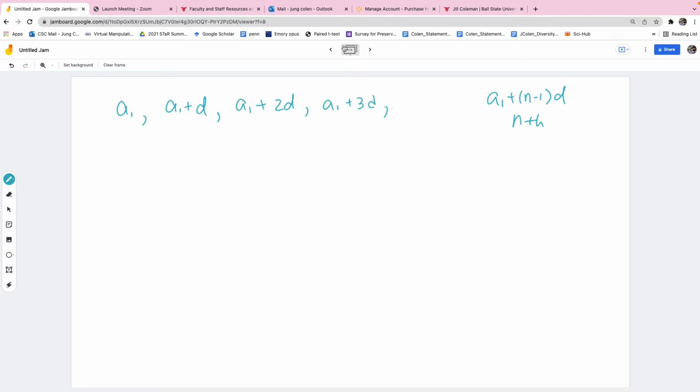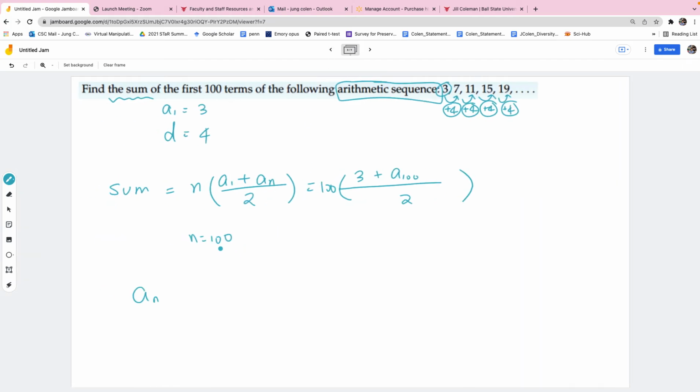So we already talked about that. The nth term is a sub 1 plus n minus 1 times d. Then what is the 100th term? The first term is 3, plus n is 100, so 100 minus 1 is 99. And what's the difference? The number that we are adding continuously is 4.